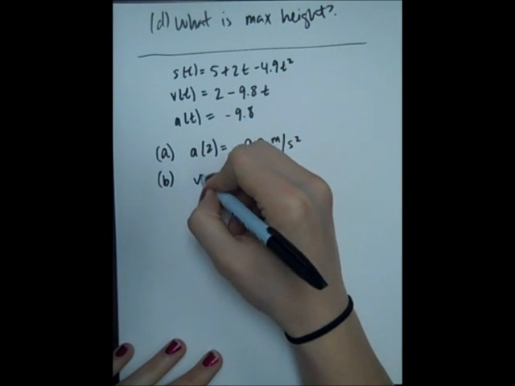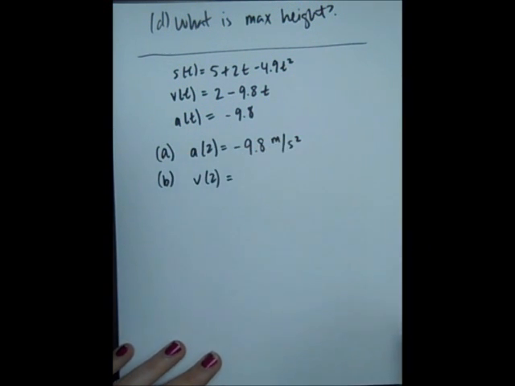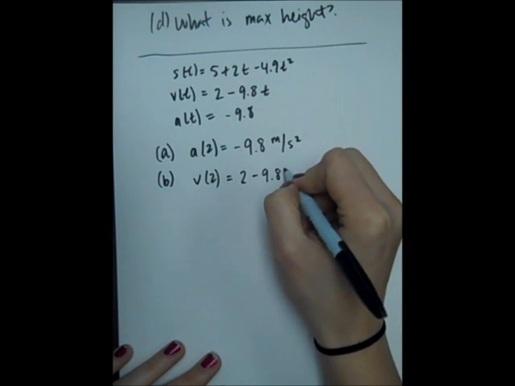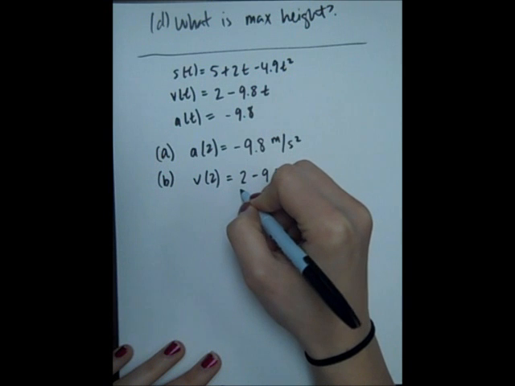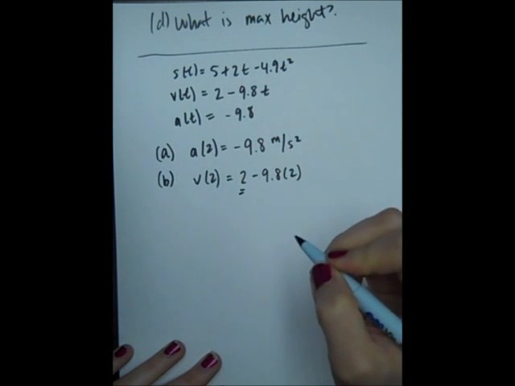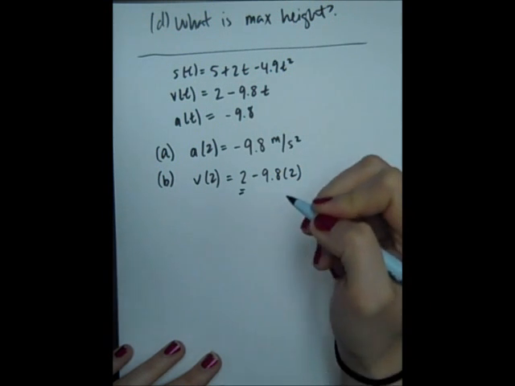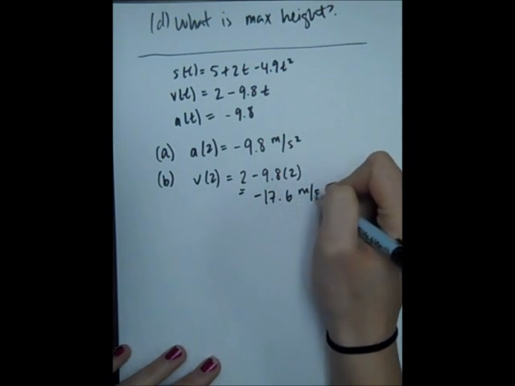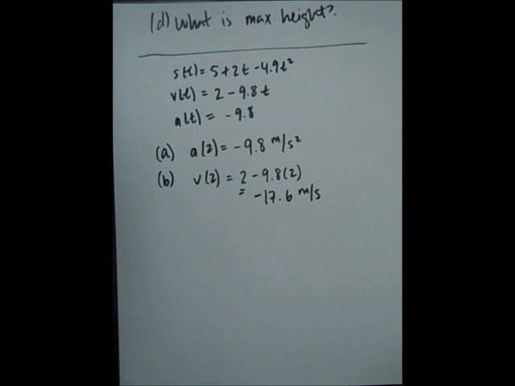Second one, what's the velocity after 2 seconds? So that's asking the question, what is v of t? So I get 2 minus 9.8 times 2. What do I get when I plug this in? Negative 17.6 meters per second. Now we got a negative velocity. What does that mean? That means that the ball is falling down. So it was thrown up in the air, had positive velocity, then it started falling back down, and that's where the velocity became negative.